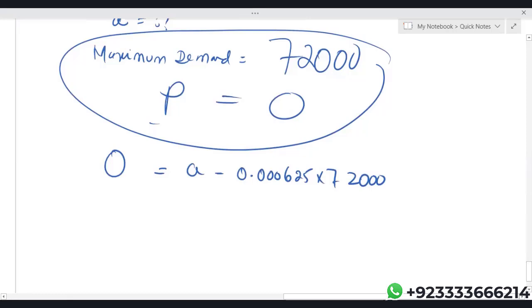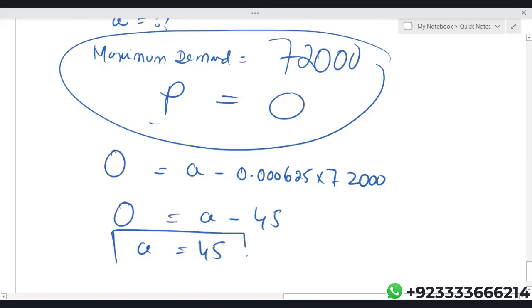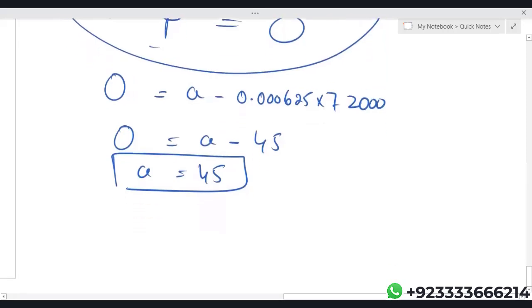Let me use the calculator. 0.00625 multiplied by 72,000. I'm getting A minus 45. So A is going to be 45. It means if you keep the price 45, your demand will be 0. P is equal to A minus BQ.